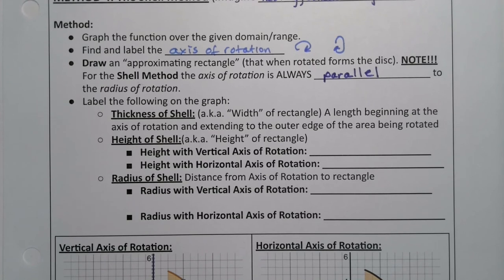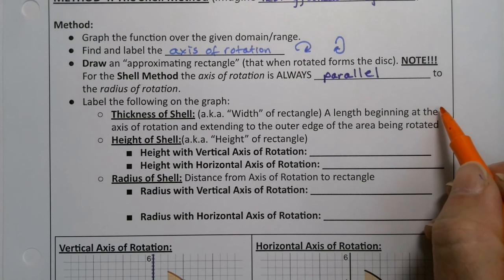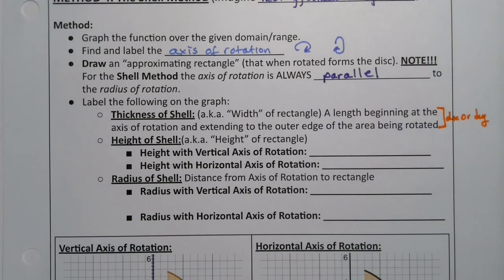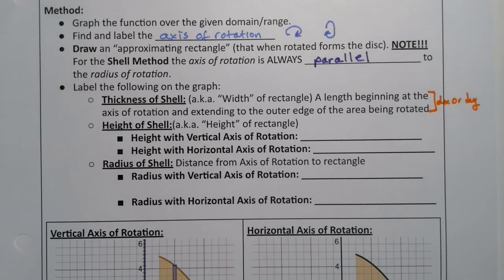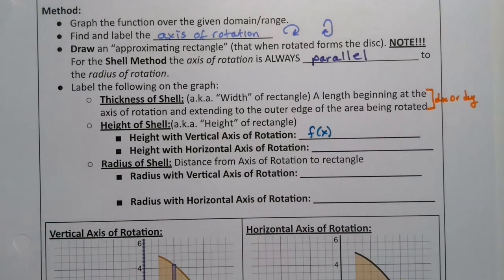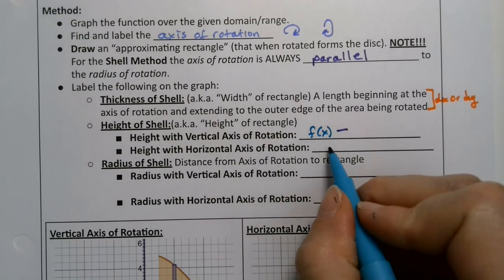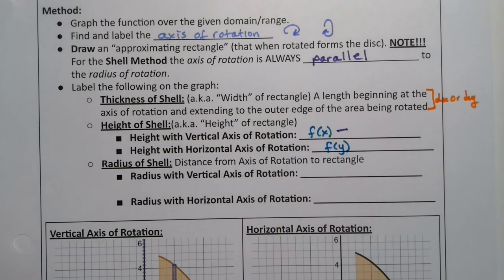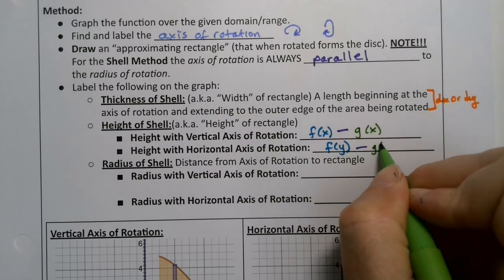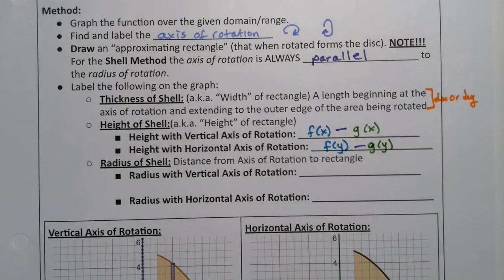the rectangle must be. So you take the thickness of your shell, which is either dx or dy, and you'll label that. And then you have your height. If it's a vertical axis of rotation, your height will be f of x minus g of x. If it's a horizontal axis of rotation, it'll be f of y minus g of y. So it just depends. Outer minus inner.